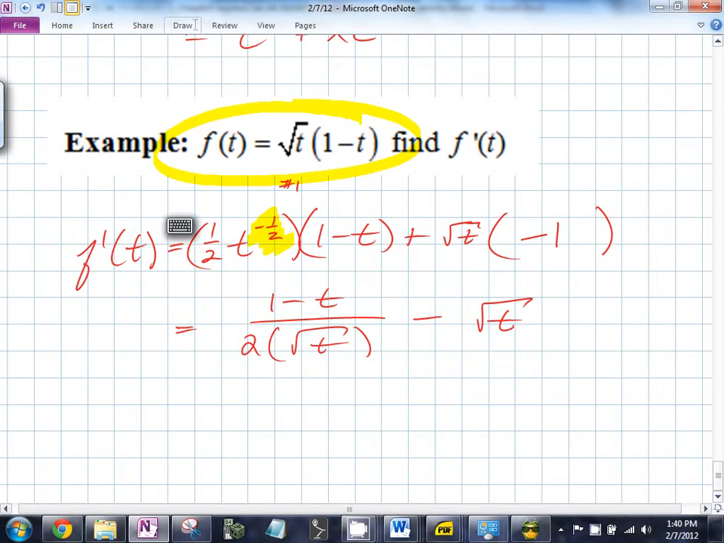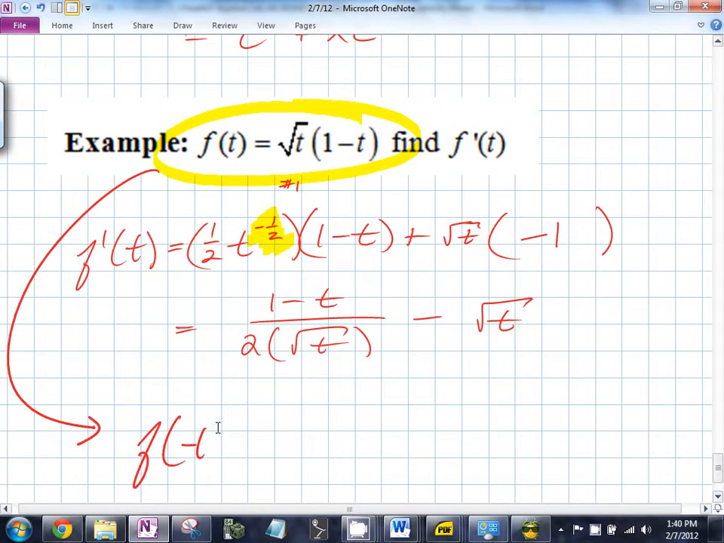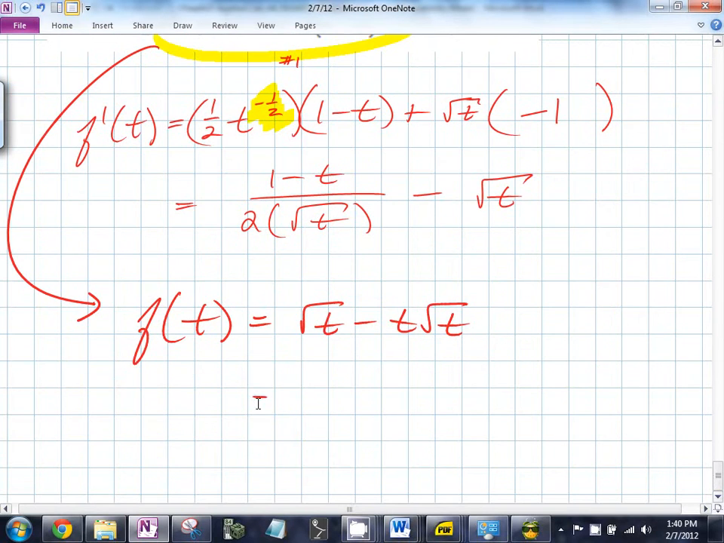Multiply it out. So what does f of t equal if you multiply this out? Root t minus t times root t, right? So that's equal to t to the 1/2 minus t to what power? 3/2. Why is it 3/2? Can someone explain why it's 3/2? Yes. Because t is t to the 1.